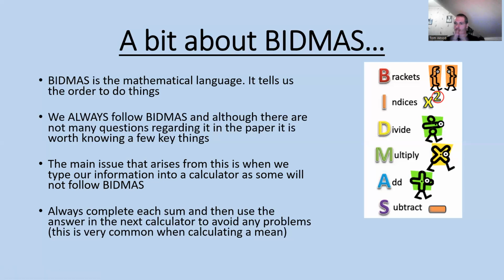So we solve whatever's in brackets first, then we scan through again and we look for any indices. We solve them. Then we look and we go, is there any division or multiplication? We can do these interchangeably because they are the opposites of each other. So is there any division or multiplication? Yeah, okay, I'll do that now. And then finally, I'm going to add or subtract my sum.